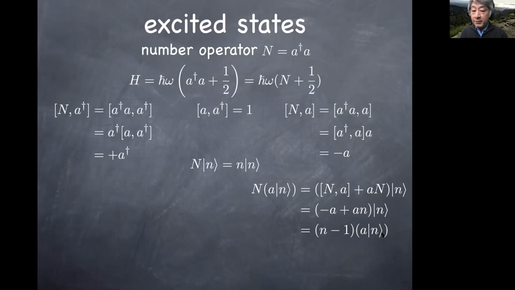So the end result is that if n ket is an eigenstate of number operator N with the eigenvalue n, annihilation operator acting on this n ket is also an eigenstate of number operator capital N, but the eigenvalue now decreased by 1 to n minus 1. So that's something you learn from this.